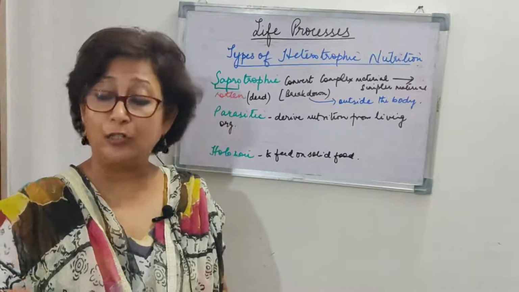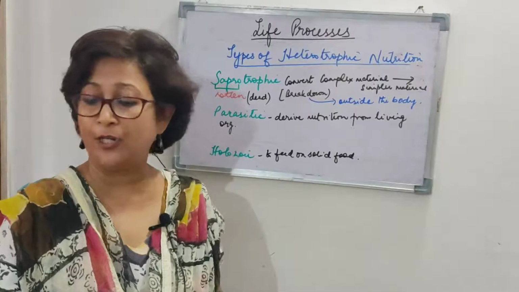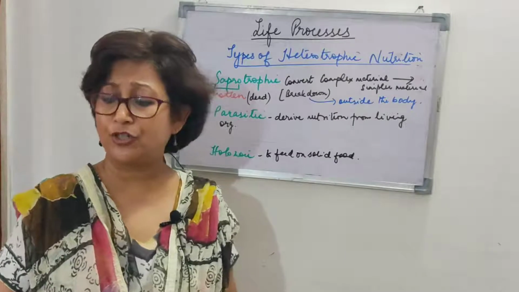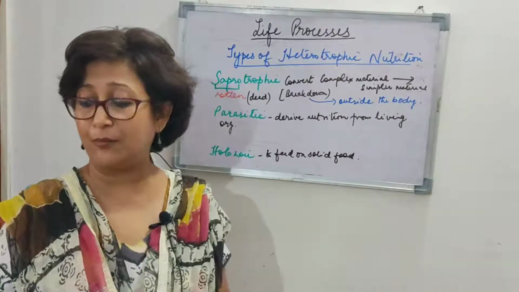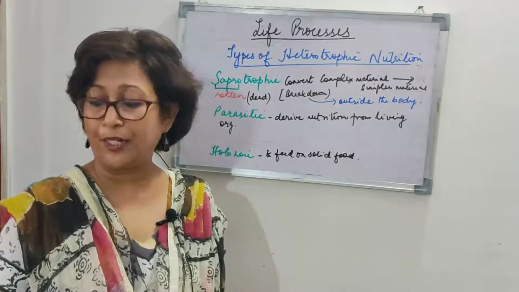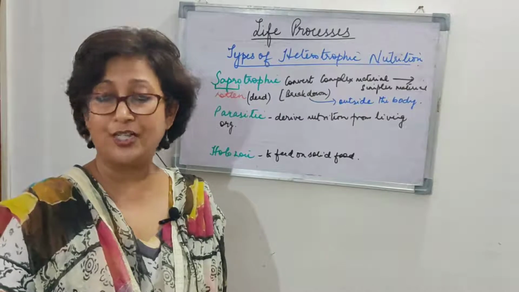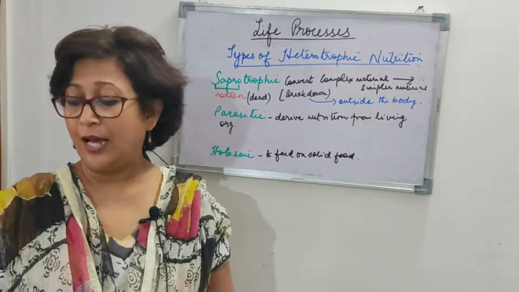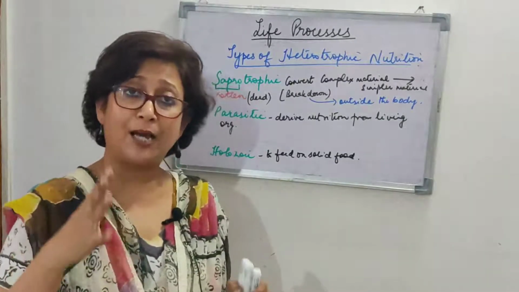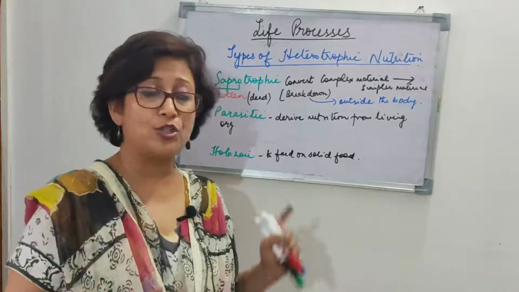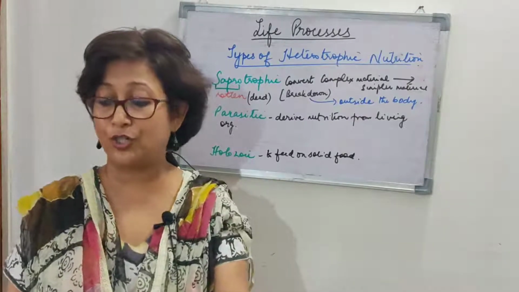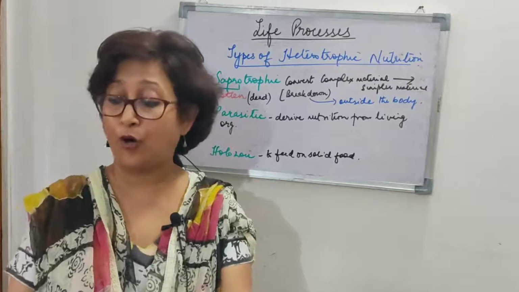Most of the animals, including the human beings, take the solid food into their body by the process of ingestion. Now this holozoic nutrition is that nutrition in which an organism takes the complex organic food materials into the body by the process of ingestion, by ingesting the food, and the food is digested, absorbed. Now there are 5 steps which we talk about in a holozoic mode of nutrition, right?